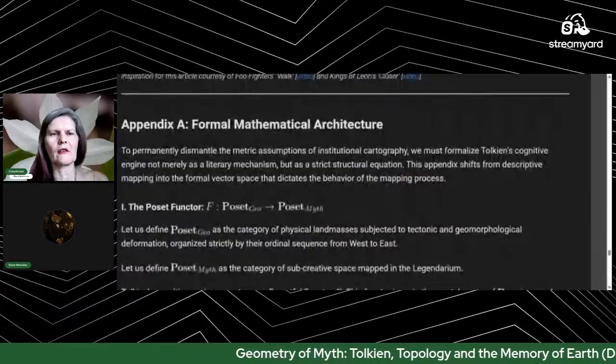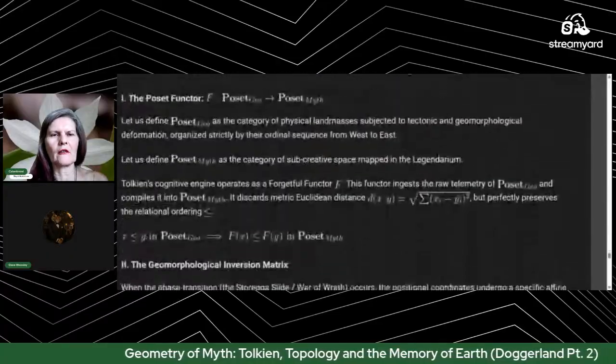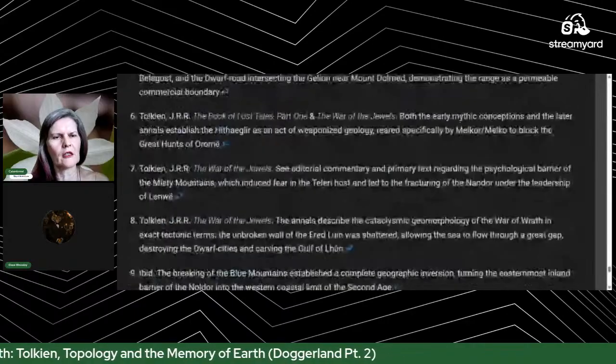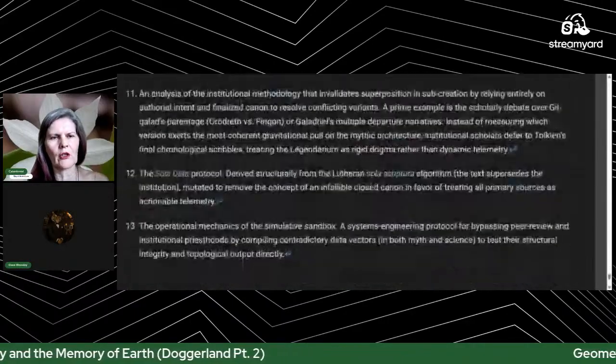And here's all the appendices. Appendix A, and then this was, I mean, Dave is very thorough, as you guys can see. Here are his footnotes, all in order.